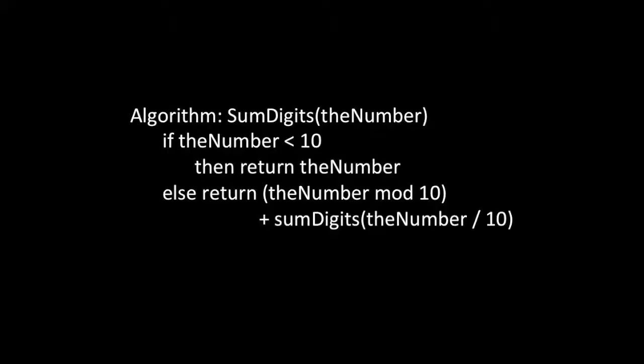Finally, let's look at sum digits. You'll recall that this algorithm takes an integer and returns the sum of the integer's digits. For example, sum digits of 215 would return 8. Here's the pseudocode algorithm I presented when I implemented sum digits in Java. The algorithm sum digits takes a single argument, which I'll call the number. If the number is less than 10, then I return the number. Otherwise, I return the number mod 10, which is the last digit, plus sum digits of the number div 10, which will be the digits to the left.